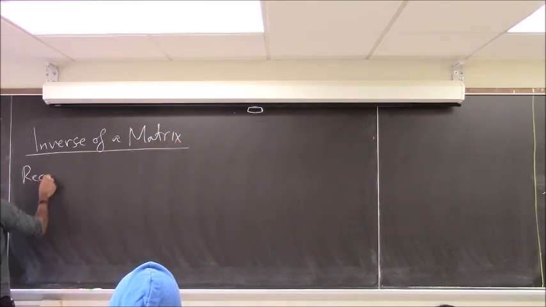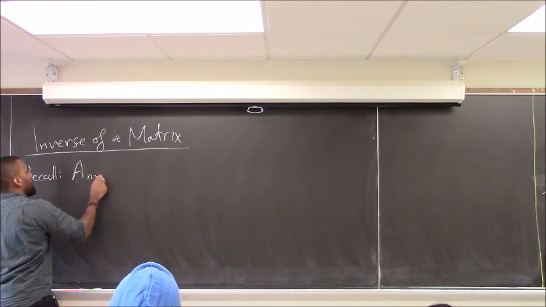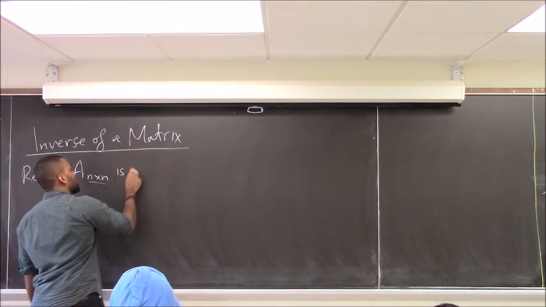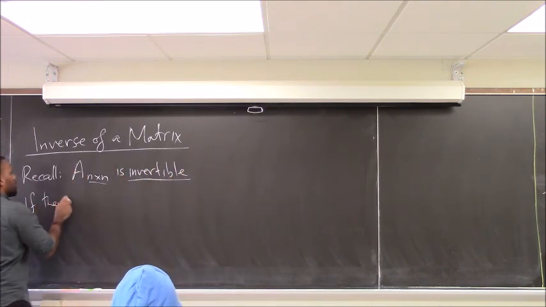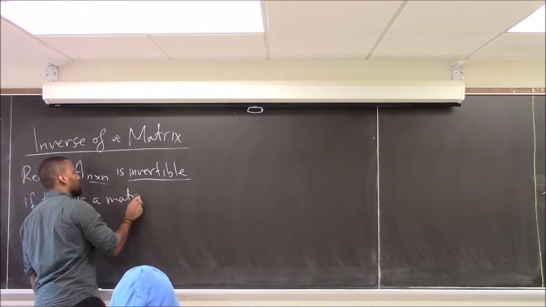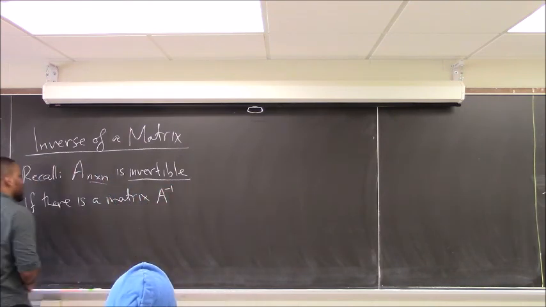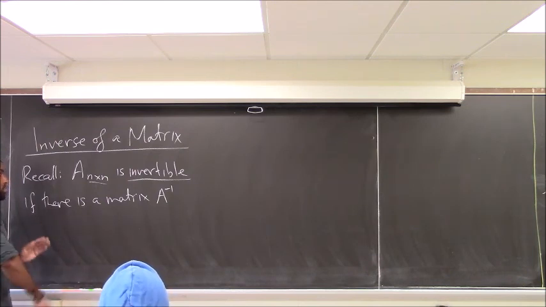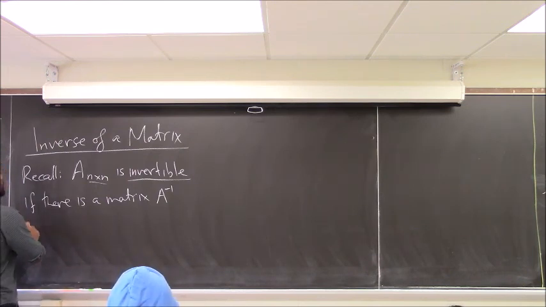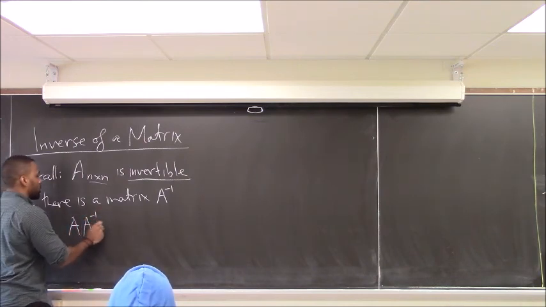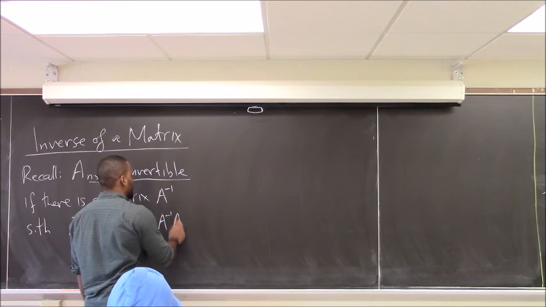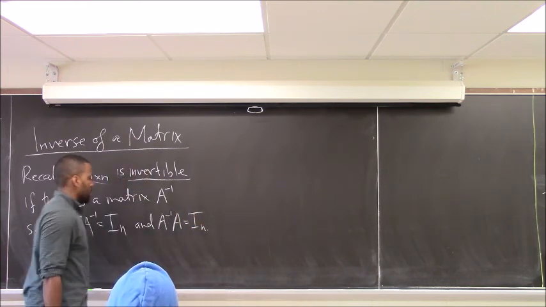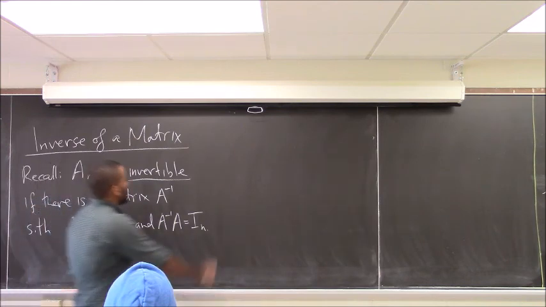So recall, an n by n matrix A, which must be a square matrix, is invertible, or has an inverse, if there is a matrix which we denote by A to the minus 1. That's just a notation. It does not mean 1 divided by A because there is no division. It is such that if I take A times its inverse, the result is the n by n identity. And this works vice versa. A inverse times A is the n by n identity. Now, how do we find one?